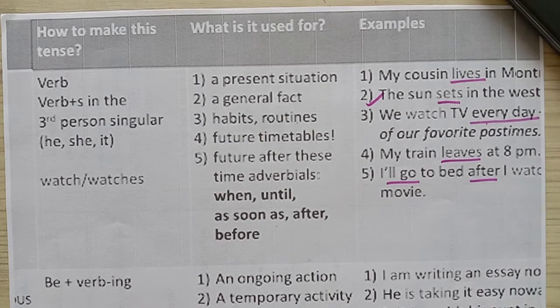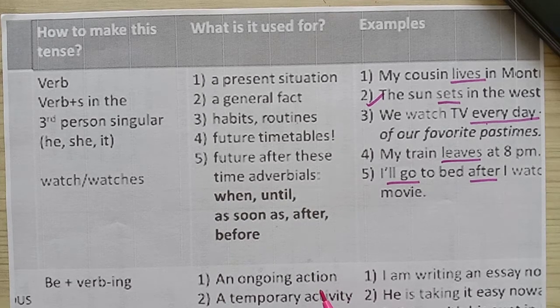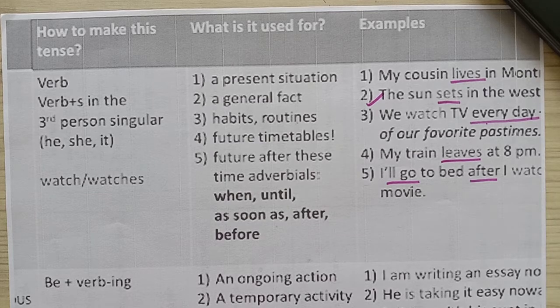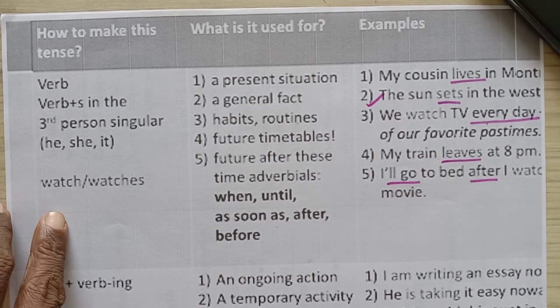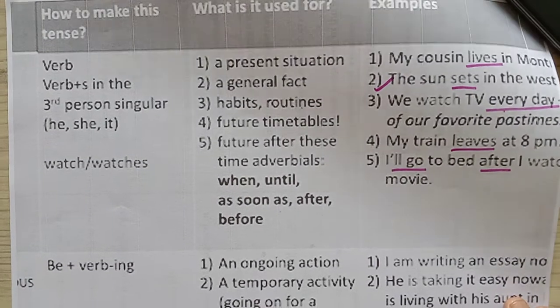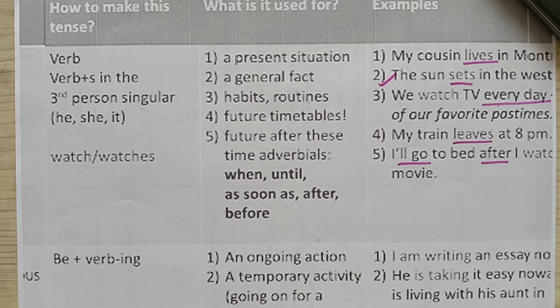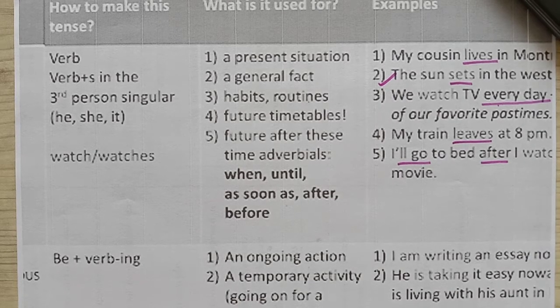Now, when do we use present continuous tense? We use present continuous tense for an ongoing action. An ongoing action. Be plus verb plus ing form. Continuous tense: am, is, are plus V1 plus ing form.